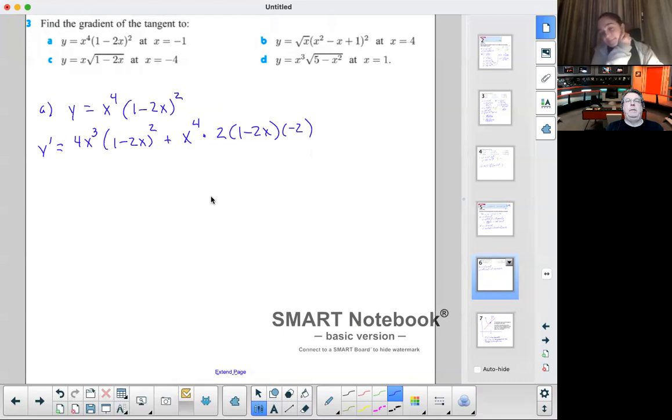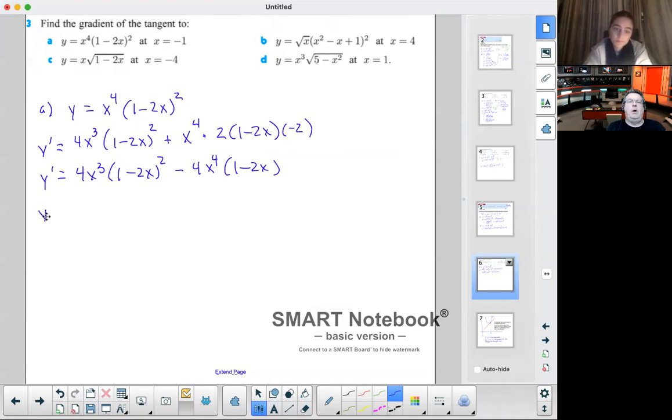Now to find the gradient, I'm going to plug in -1. You don't have to simplify this, but it's one less thing if you quickly rewrite this as 4x cubed, minus 4x to the 4th times 1 minus 2x. It just depends on how good your arithmetic is. Is that okay?